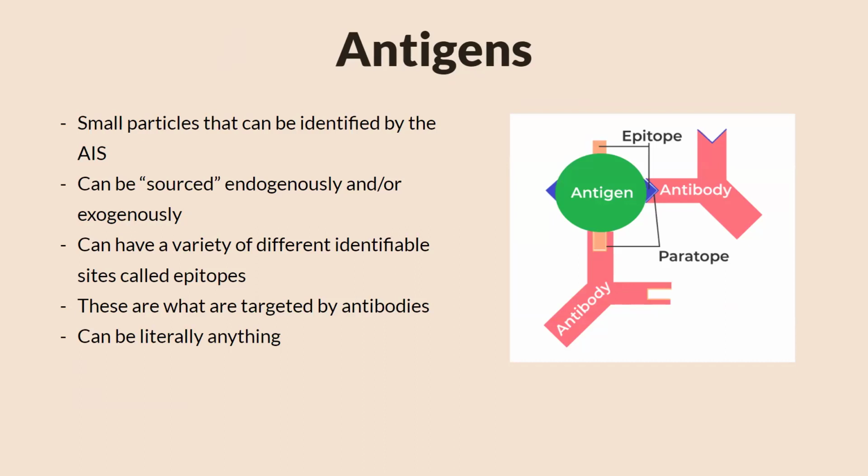That's fine then. Yeah. So these can be sourced endogenously and or exogenously, right? Because it's either yourself or it's outside, or for our purposes, it's anything that's foreign and we need to get rid of. They can have a variety of different identifiable sites called epitopes, and that's exactly where the antibody will bind. So you can see there's different epitopes with different shapes, so different binding properties, right? And you need different antibodies with different binding properties to bind those different epitopes.